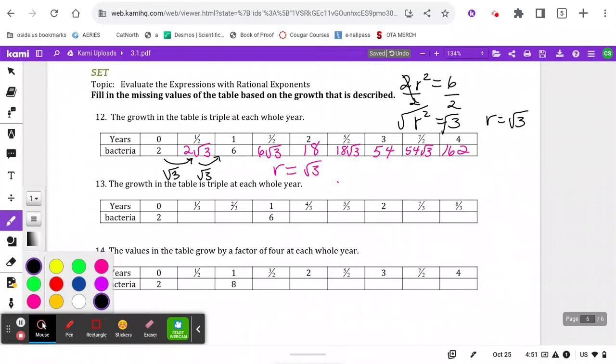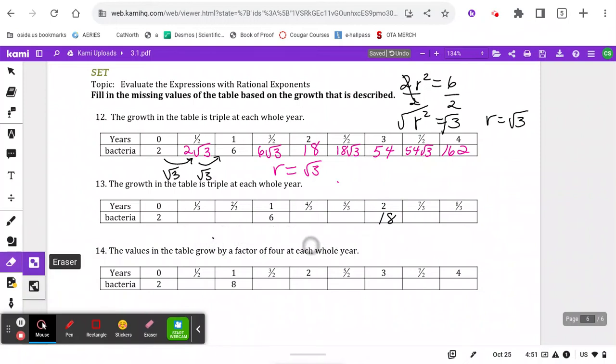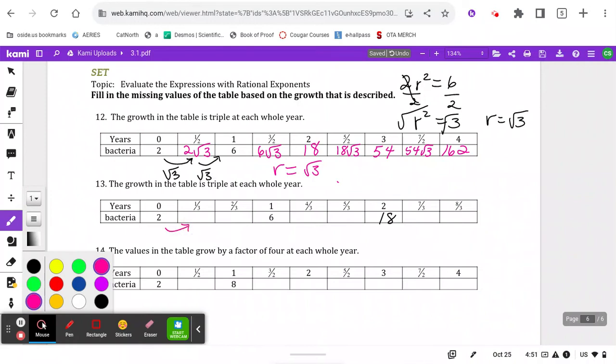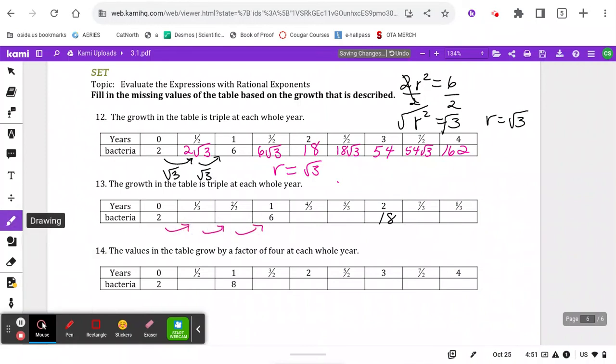From 2 to 6, that's a big jump of 3. From 6, a big jump of 3 would also be 18. So this time, there's my big jump of 3, but this time instead of being divided into 2 jumps, it's being divided into 1, 2, 3 jumps. So this is a function that begins at 2, is multiplying by r, times r, times r again, and this time we'll land at 6.